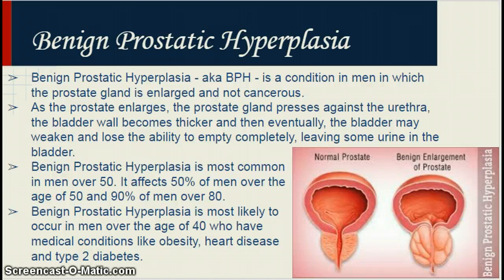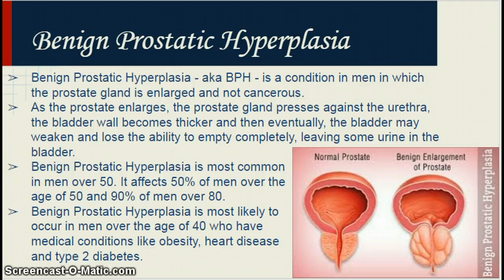To start off, we are going to talk about benign prostatic hyperplasia, also known as BPH. It is a condition in men in which the prostate gland is enlarged and not cancerous. As the prostate enlarges, the prostate gland presses against the urethra. The bladder wall becomes thicker, and eventually the bladder may weaken and lose the ability to empty completely, leaving some urine in the bladder.